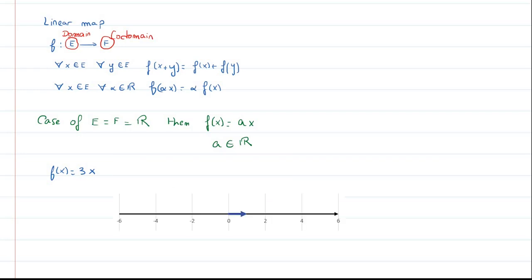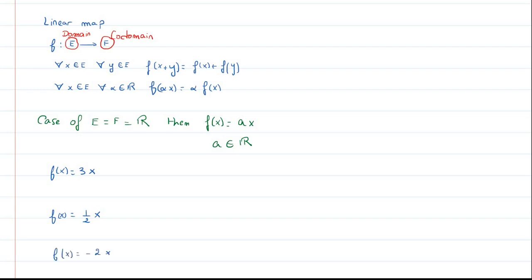In a similar way, the map f of x equals half x applied to the real axis will be like contracting this axis by a factor of half. In a similar way also, the linear map f of x equals minus 2x applied to the real axis will be like inverting the direction and magnifying the axis by a factor of 2.